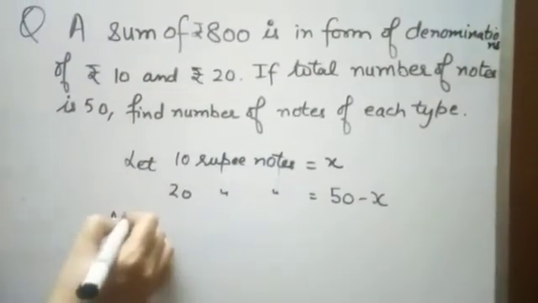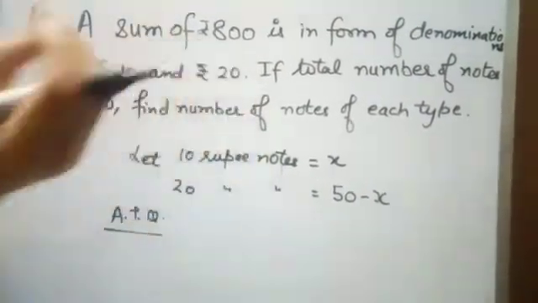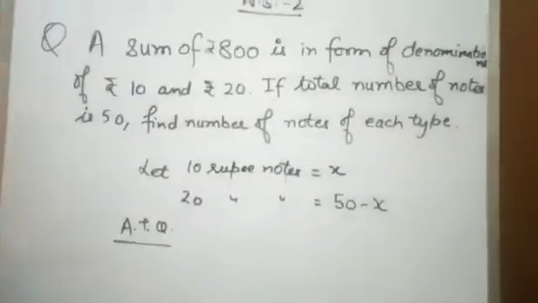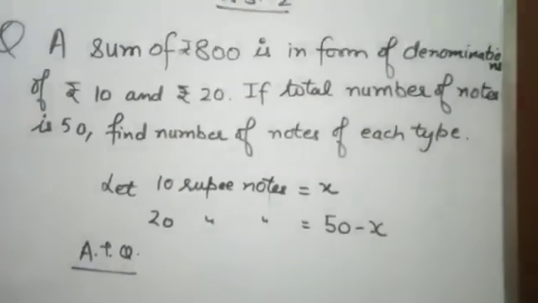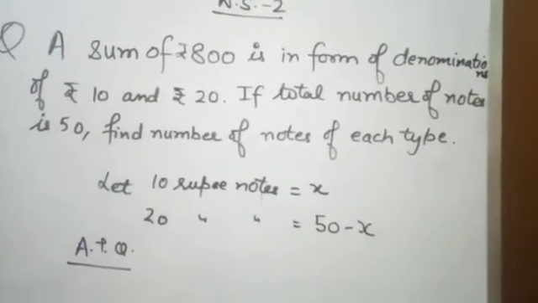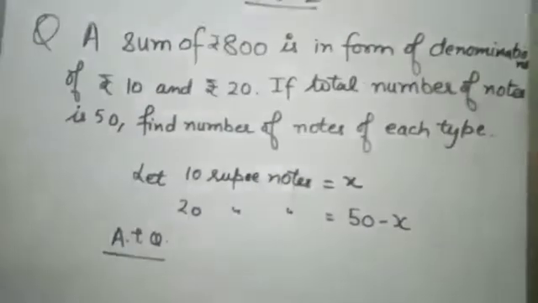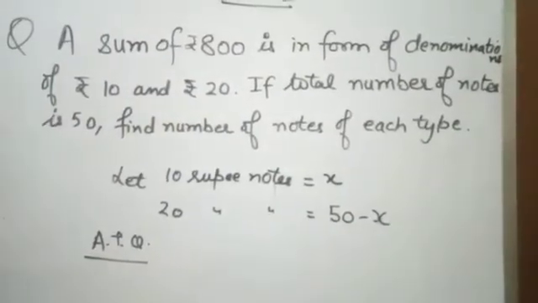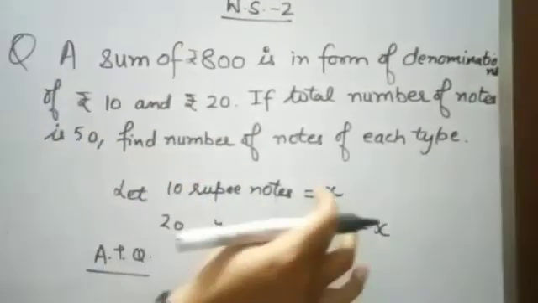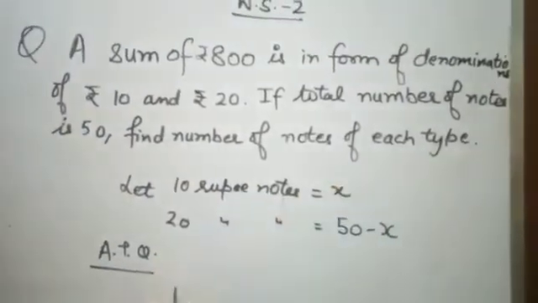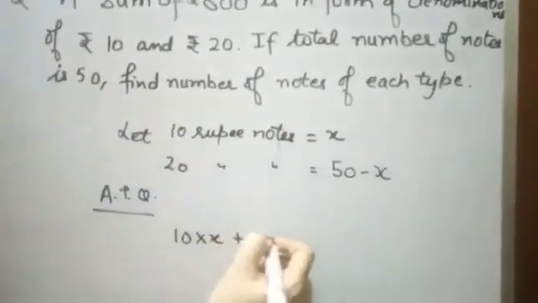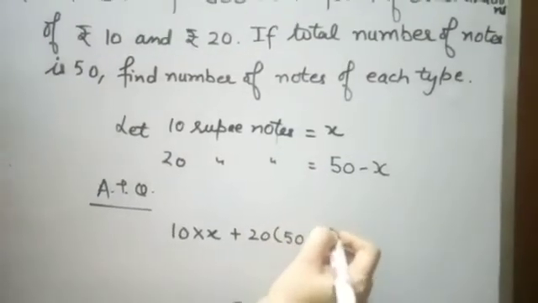Now ATQ, we are going to form the equation. Let me ask one simple question. If you have 5 notes of 10 rupees, how much money do you have? 50. If you have 10 notes of 10 rupees, 100. If you have 20 notes, 200. How are you calculating the total amount? You are multiplying the value of the note by its number. Now if we have x notes of 10 rupees, how much money do I have? 10 into x. And if I have 50 minus x notes of 20 rupees, how much money do I have? 20 into 50 minus x.